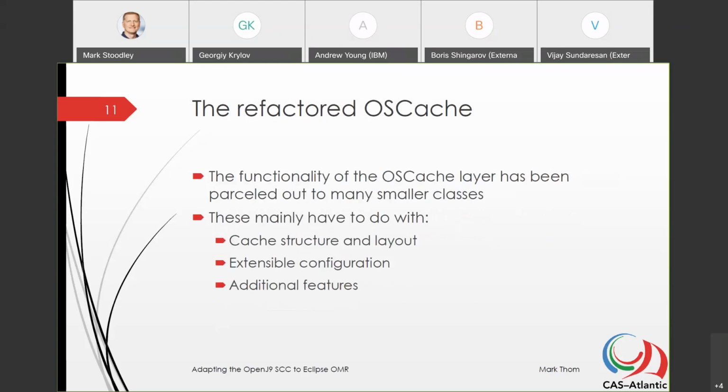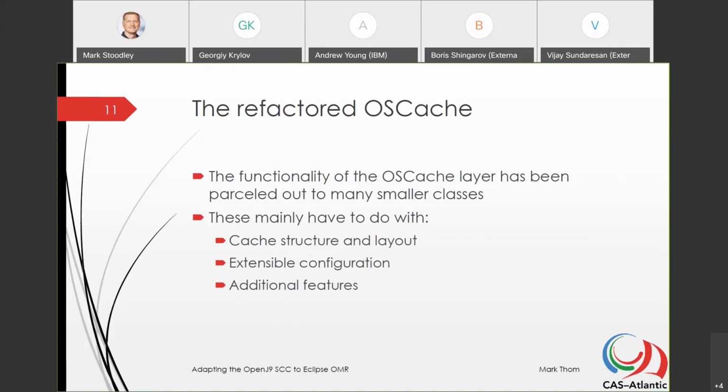Okay. So with that out of the way, we're about prepared to talk about the refactored OS cache, which largely tries to divvy up the function of the OpenJ9 classes into a set of smaller and one might say more intelligible, more specialized classes.